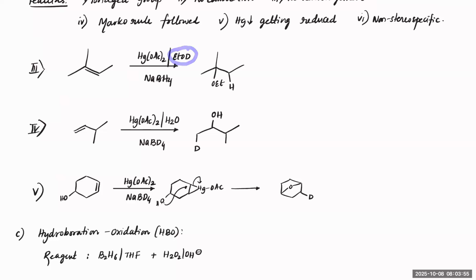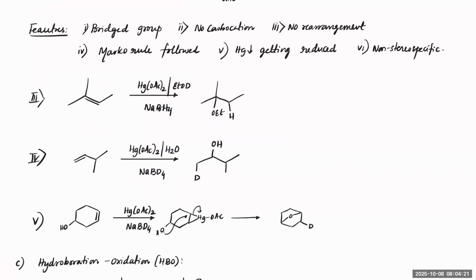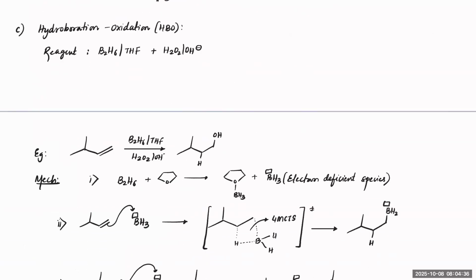Third, check out these examples. Instead of water, if I take EtOD, that will become OEt. And it is not the deuterium which is adding, it is the H minus which is adding. So H minus will be added here. That is the product. Same way, water and NaBD4. So OH will come from here, D will come from here. So this is the product. Internally, if there is OH, that O itself will attack and you will get this as a product. Examples are clear? Yes, sir.